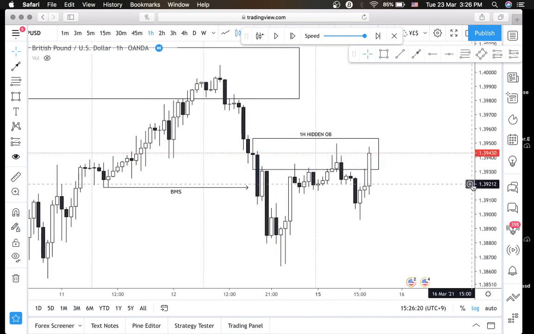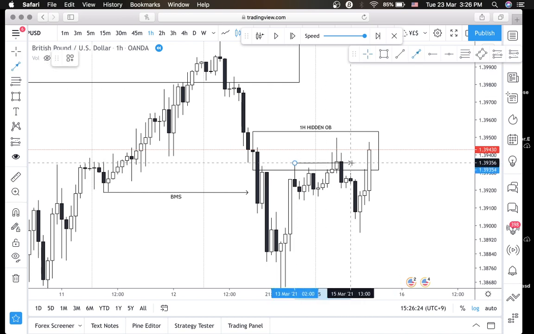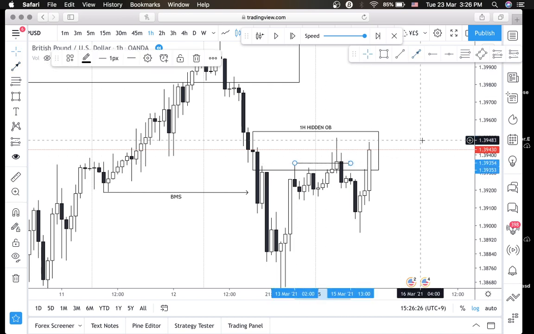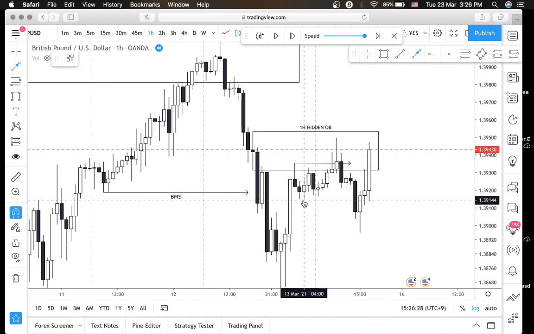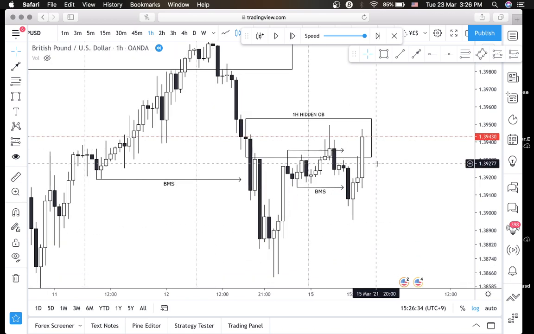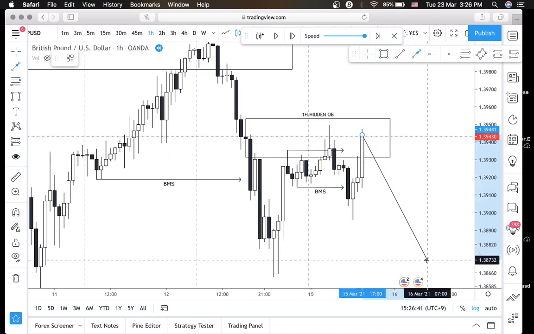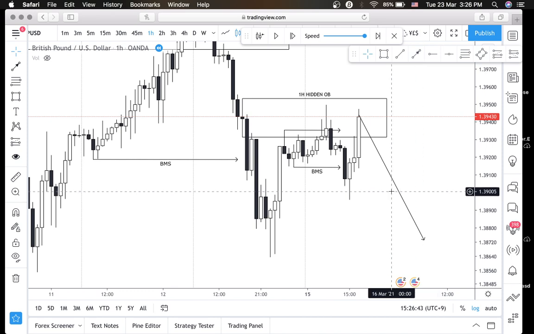And what do I see? I see that we took our liquidity from here, right? We took our liquidity from here. And what else happened? We broke structure. We broke structure on the 1-hour time frame, right? Now I know that we're going to come here. We're going to mitigate out of something here and most likely continue the bearish momentum, right?